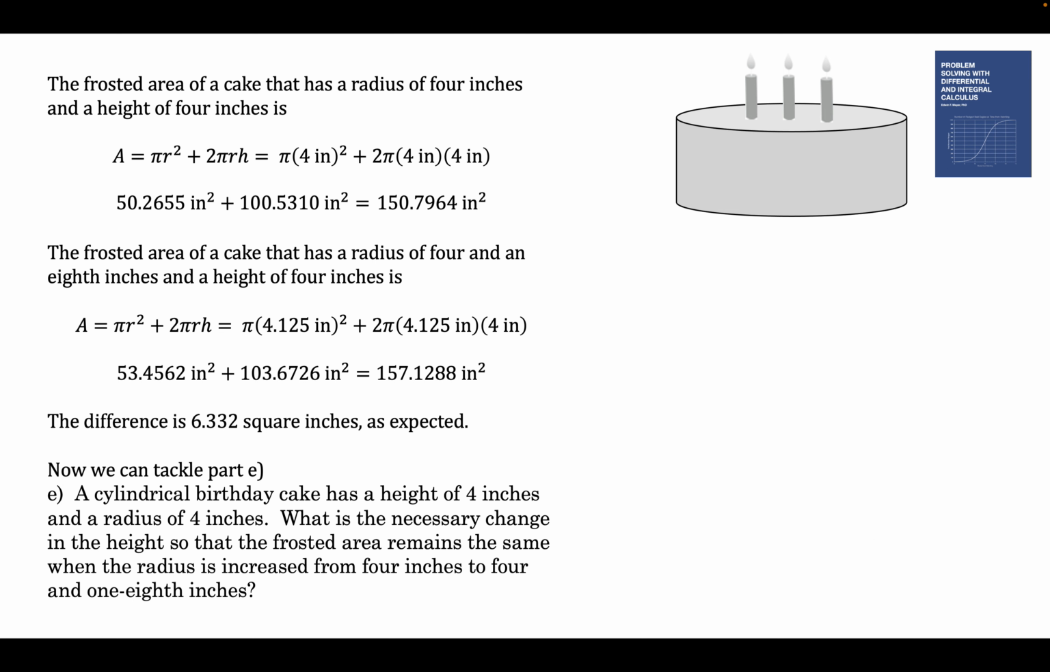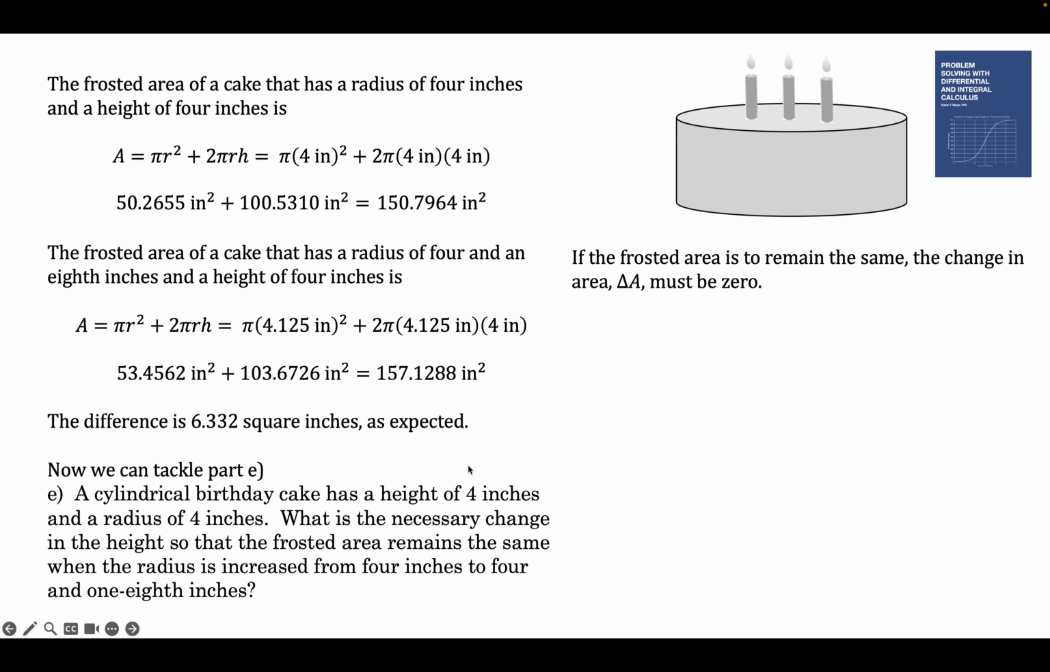Now we can tackle part E. It's got a height of 4 inches and a radius of 4 inches. Now we're going to change the height. So the frosted area remains the same when the radius is increased from 4 inches to 4 1/8 inches. So we're going to make the radius bigger, but we want the frosted area to be the same, which means we're going to have to shrink the height.